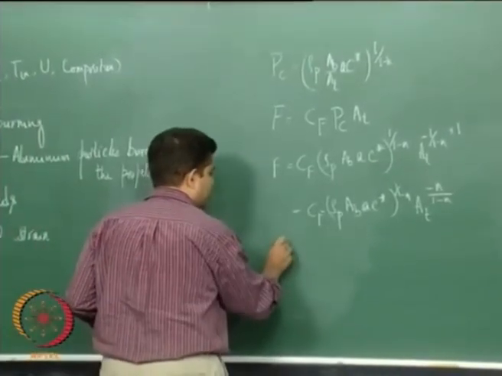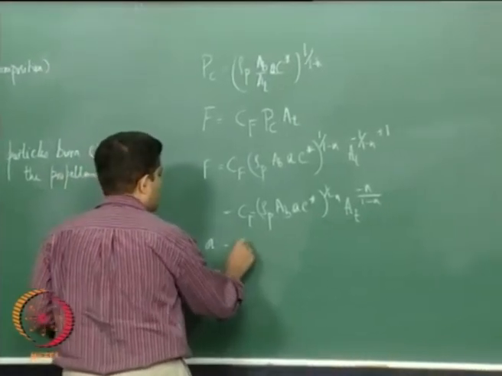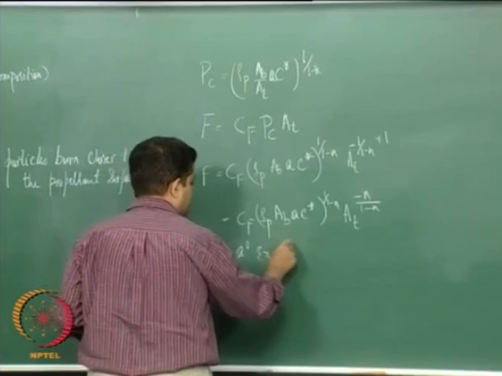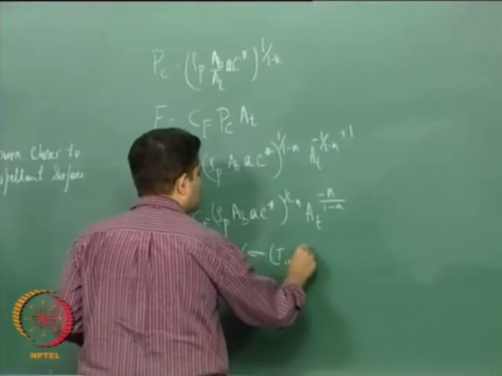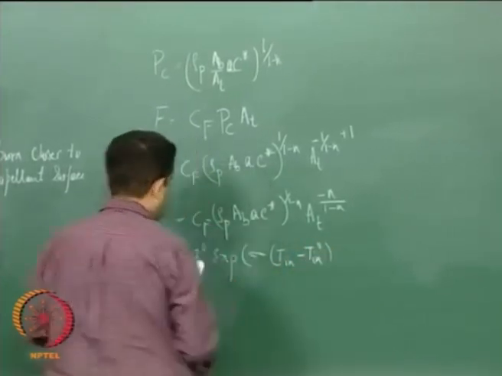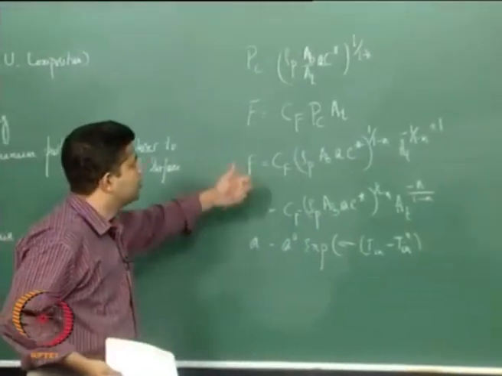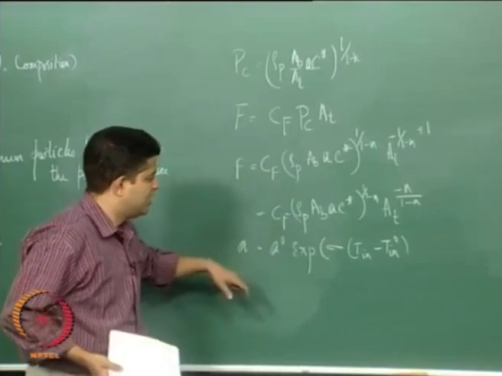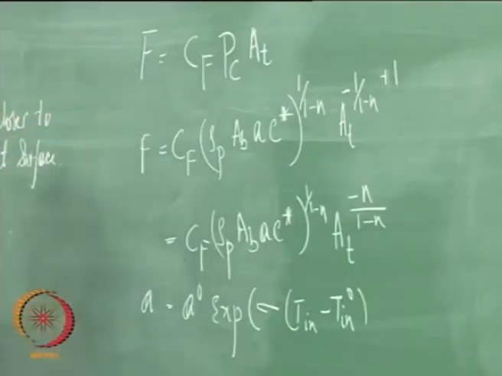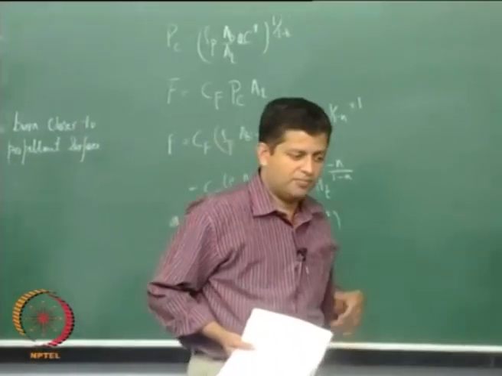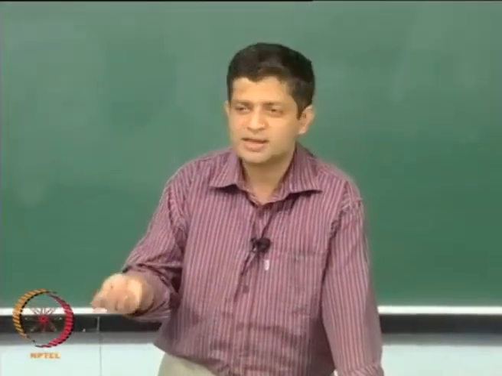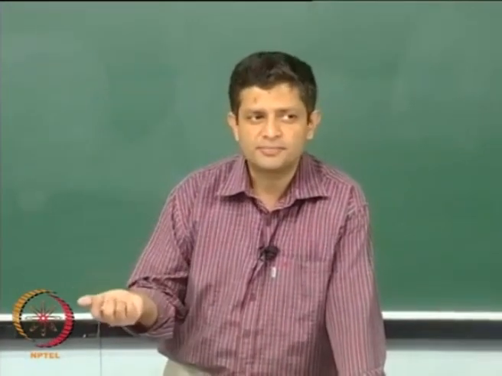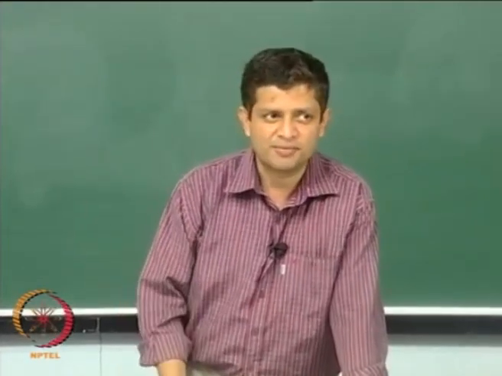We knew that A was A naught into exponential of... so if we plug that into this equation and this equation, we will get the variation of chamber pressure and thrust. Why are we doing all this? Let us try and estimate, if there is a marginal change to, let us say, the burning surface area or the throat area or changes in temperature, what is going to be the effect on thrust and chamber pressure, okay.